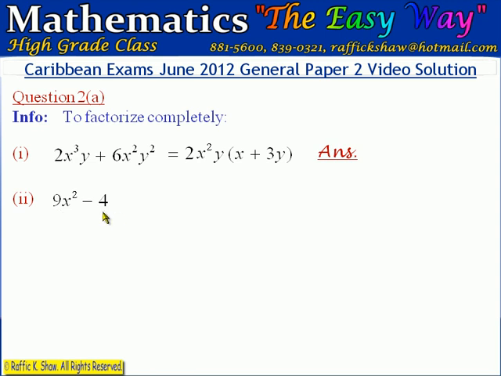Now in part 2, I see two terms with a minus sign, so I'm thinking it's a difference of two squares. So all I need to do first is check that I have a perfect square term here and a perfect square term here. Now 9 is a perfect square of 3 and 4 is a perfect square of 2. So therefore this expression can be expressed as the difference of two squares. So let's go ahead and show that.